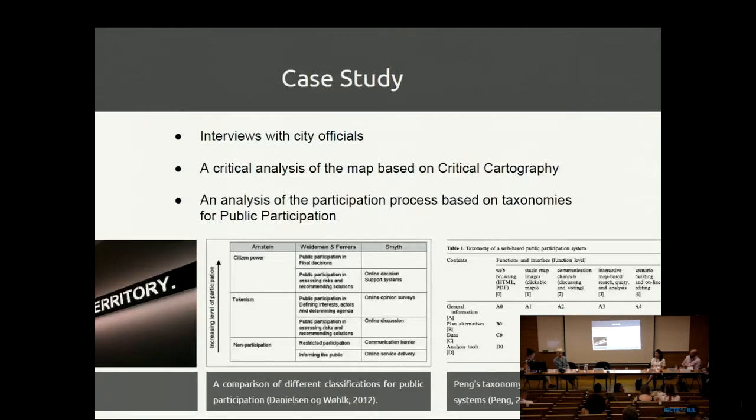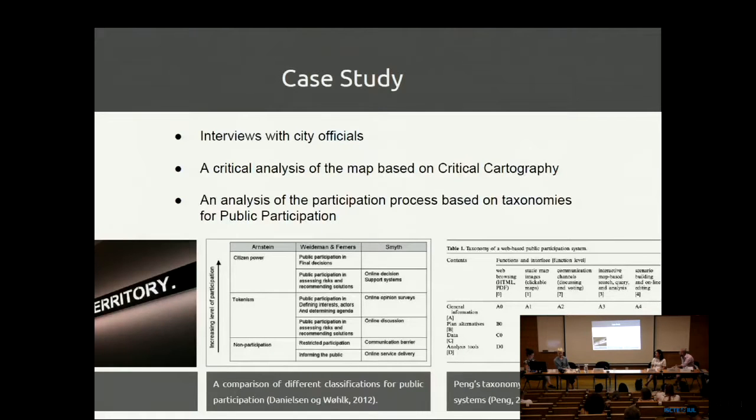So it was a case study. We conducted interviews with city officials about the methods, the results, and their experiences and reflections. We furthermore analyzed the participation process according to some models and theories for public participation. You can see some of the models here on the slides. You probably can't read them, but they're different taxonomies for participation that look into: is it just informing the public? Are they actually involved in decision making? What's the degree of influence from the citizens?